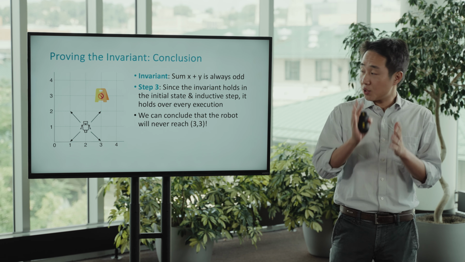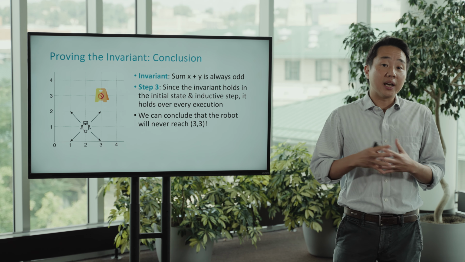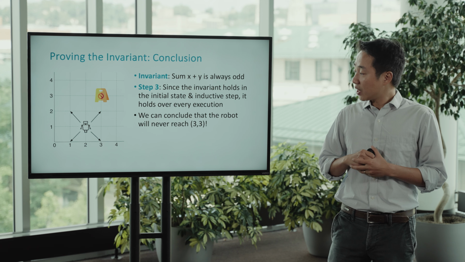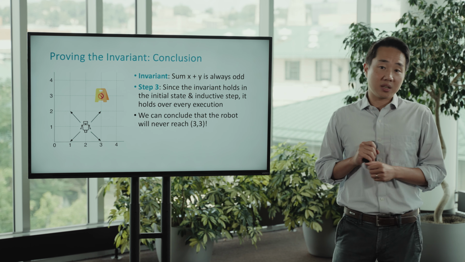So if we can show these 2 steps to be true, then based on the induction principle, we can also conclude that the invariant holds true over every possible state of the system. In other words, the robot is never going to reach 3-3, which contains the obstacle.